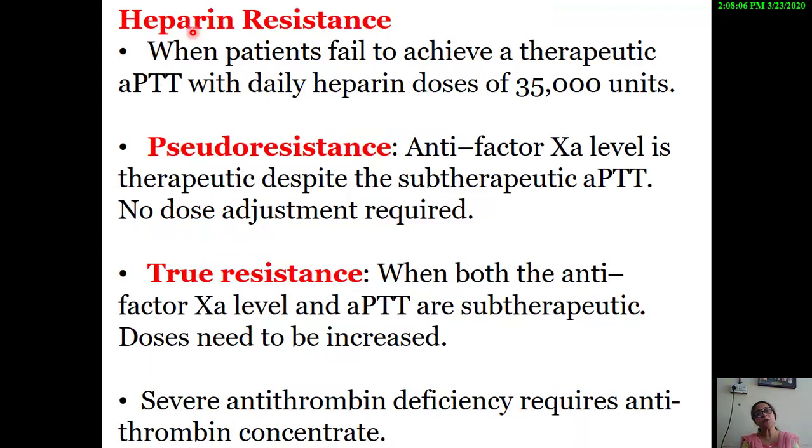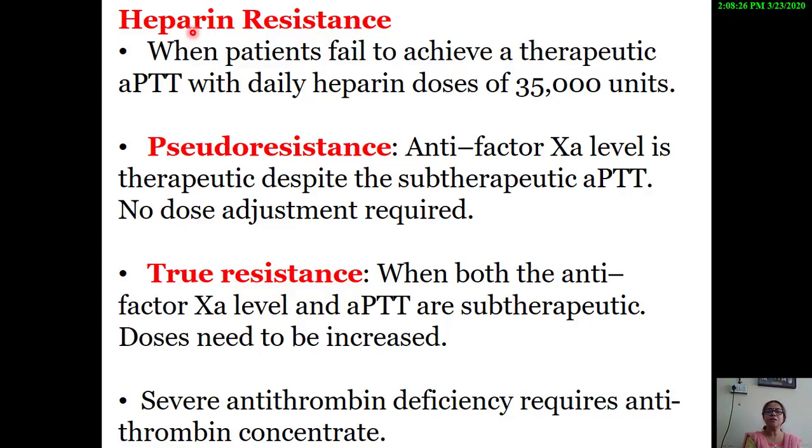Okay, from the feedback which I got from my lecture on heparin, I understood that there was some problem regarding the understanding of heparin resistance. So I have included heparin resistance in this lecture of mine.